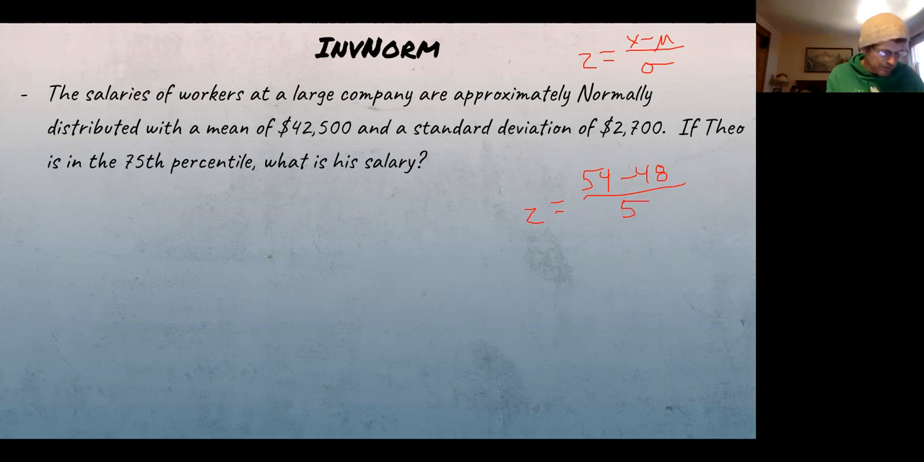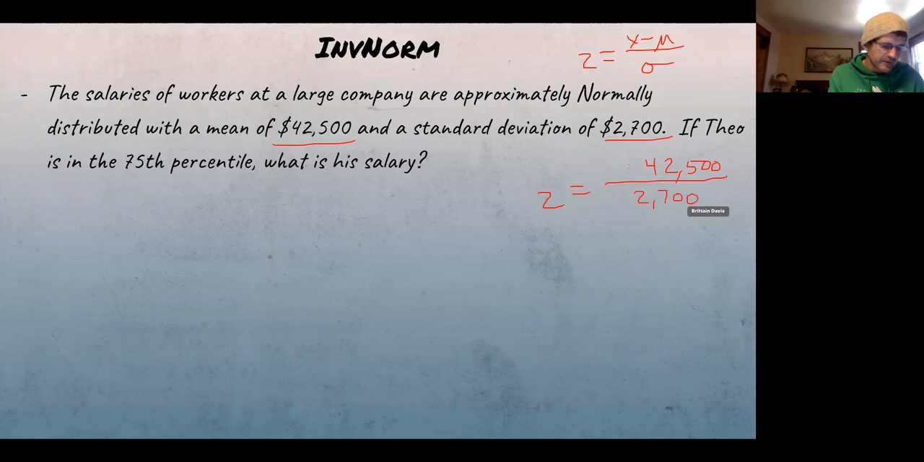But now with this problem, if I plug this in, I've got z equals, I know the mean is 42,500. I know the standard deviation is 2,700. But I don't know the X value, what his salary is. I'm missing a piece of information on the right side. So this is going to be my clue right off the bat that this is going to be an inverse norm calculation. And where inverse norm comes in is right at the beginning, because they tell me that his salary is in the 75th percentile.